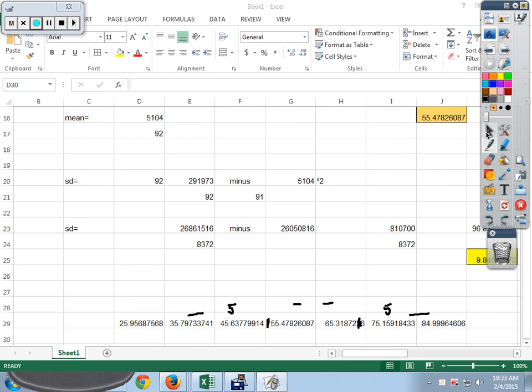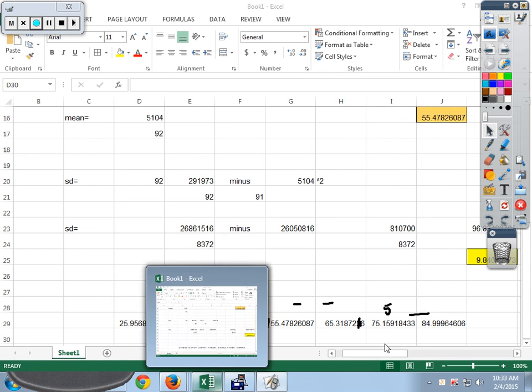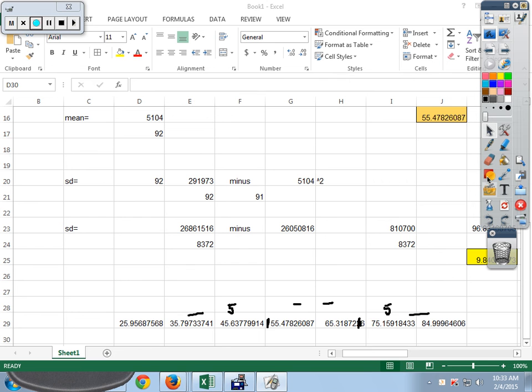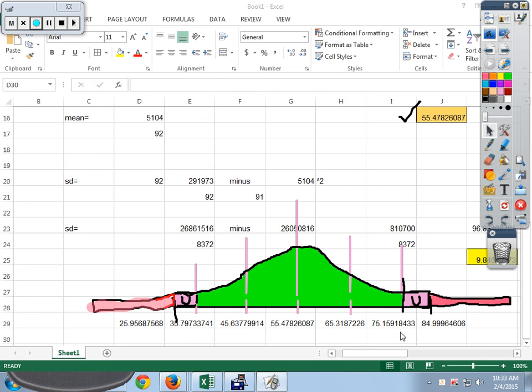So just to make sure, you said 84 was an outlier? 84 would be unusual because this is 85 right here. So 85 is this mark right here. So anything above 85, that's an outlier. Anything between 75 and 85 is unusual.